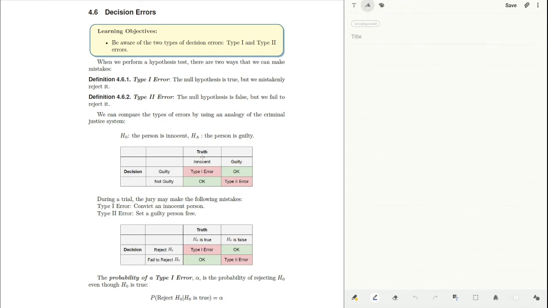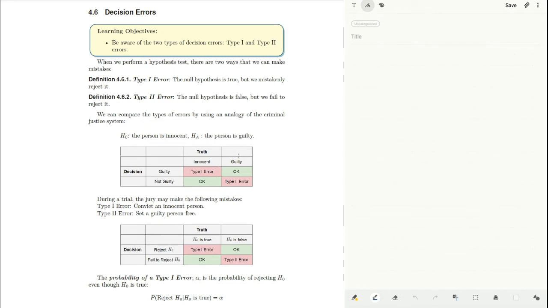Now, if the defendant is truly innocent, but the jury's decision is that the defendant is guilty, then this is a type 1 error. So we rejected the null hypothesis, even though the null hypothesis was actually true. Now, if the defendant was truly guilty and the jury's decision is that the defendant is guilty, then this is the correct decision. And so there are no errors in this case. And similarly, if the defendant was truly innocent and the jury's decision is that the defendant is not guilty, this is also the correct decision.